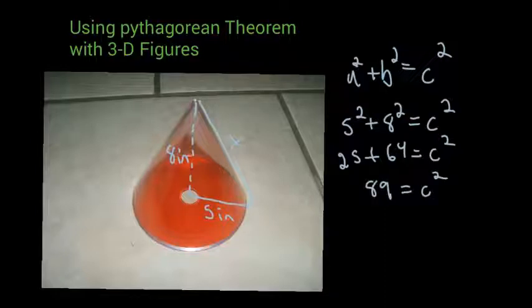So to find c, or that x value, my slant height, I'm going to square root it. So c is going to be about the square root of 89. So go ahead and use your calculators when you're doing these. So the square root of 89 is going to be about 9 4/10. So it's going to be about 9 4/10 inches.